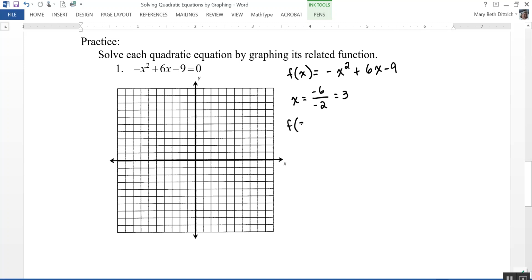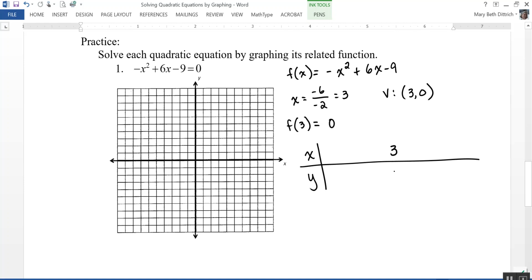And then when I plug in 3 for x, I get that f of x is equal to 0. So that's going to give me my vertex, 3, 0. And actually, I think this is telling us a whole lot already about what this is going to look like. But let's go ahead and make a table of values and see what happens here. So 3, 0 is my vertex.